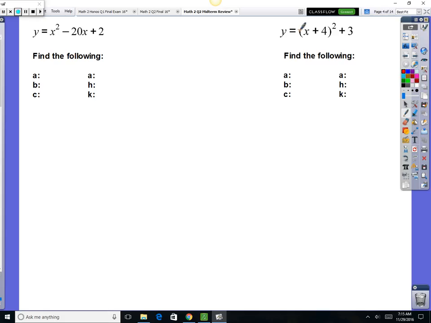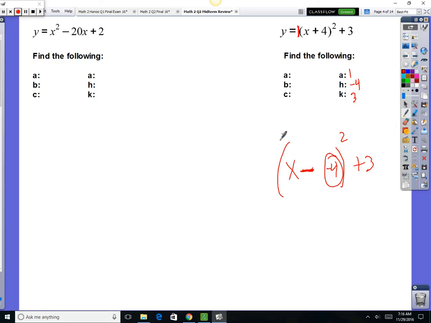Okay, now this one, they gave it to you in vertex form. So a is 1. Now this is tricky. This is really x minus. There has to be a minus in your model. So it's x minus a negative 4 squared plus 3, and a minus a negative is really a plus. So your h is always after the minus. So your h is actually going to be a negative 4. And your k is 3.